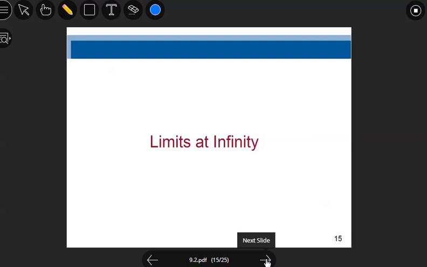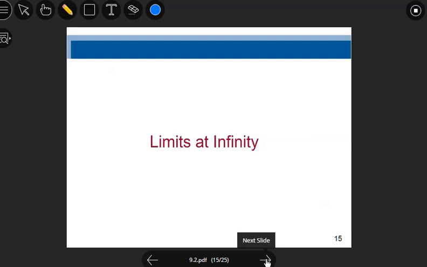So first we need to check whether the value of the function exists at that point, and secondly we need to find the limit of the function at that point, and for the third condition we need to check whether the limit and the value of the function at that point are equal. If these three happen, then we can say the function is continuous at that point.